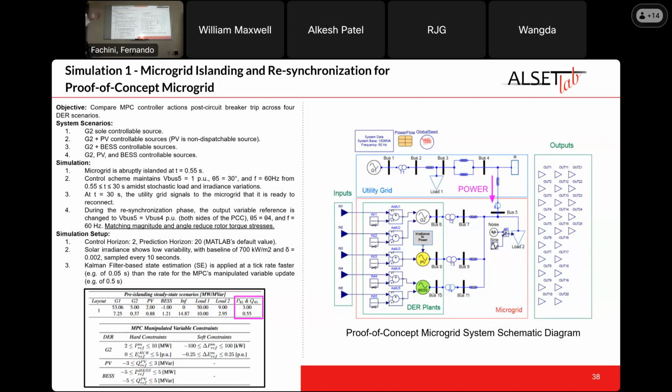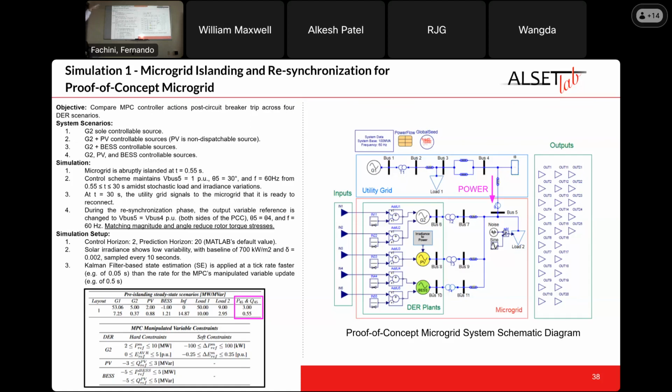And while it is doing this, the loads and the irradiance of the model are changing stochastically. So this shows that the MPC can actually adapt its manipulated variables when there's dynamics happening in the system. And then at t equals 30 seconds, the utility grid signals to the microgrid that it's ready to reconnect. And then for the 4 different scenarios, I test how fast they reconnect the system and what the trade-offs are. And for the simulation step, I selected a control horizon of 2 and a prediction horizon of 20.